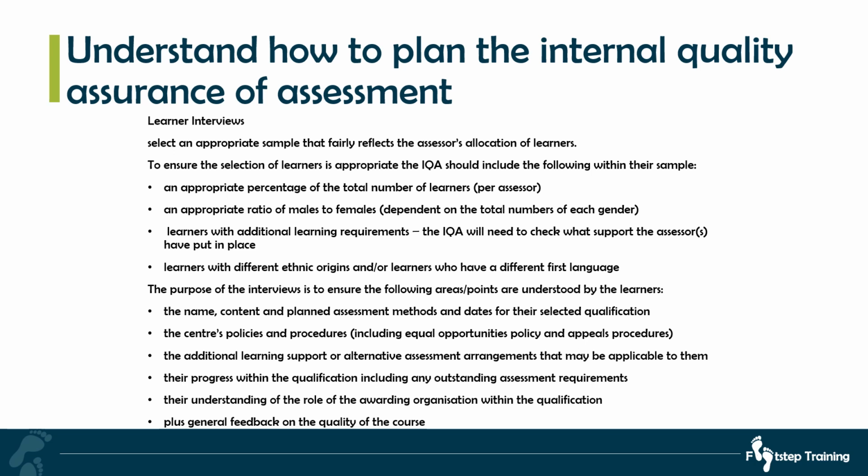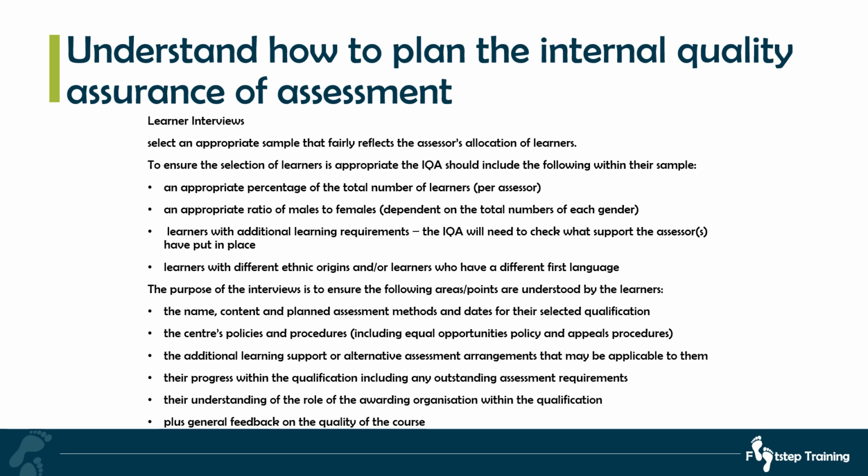To complete learner interviews, you should ideally select an appropriate sample that fairly reflects the assessor's allocation of learners. For example, if they have a group of 10 learners, you might speak to 1 or 2 of them. If they've got a cohort of 50 learners, you're going to want to speak to a lot more of them. You should also increase the sample if it's a new assessor, so make sure you speak to more learners.